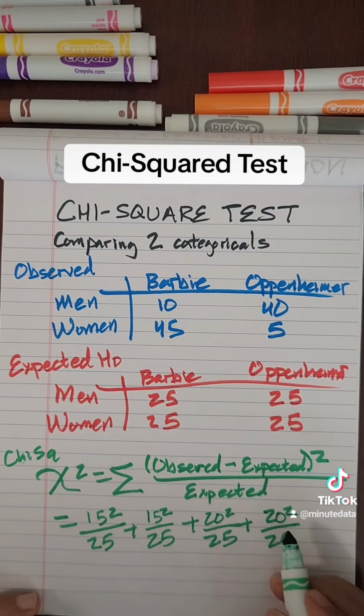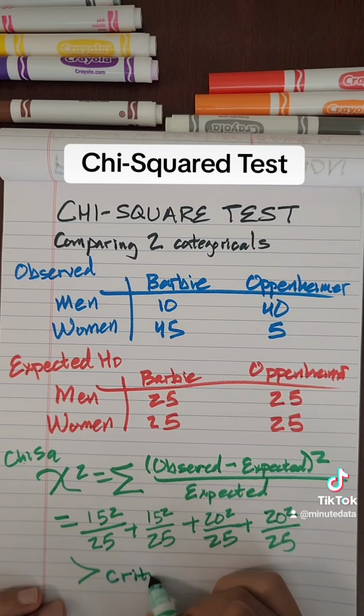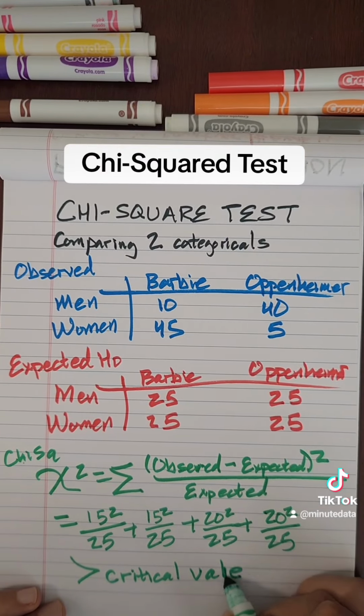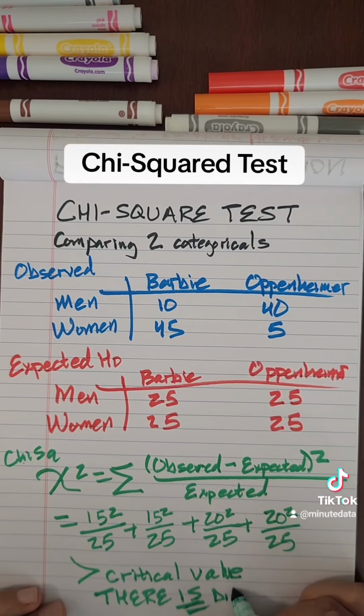And then you can calculate this, and then you'll find that this will be greater than some critical value, which you'll get from a reference table. And you'll find out that there is a difference. There is a difference in movie preferences by gender.